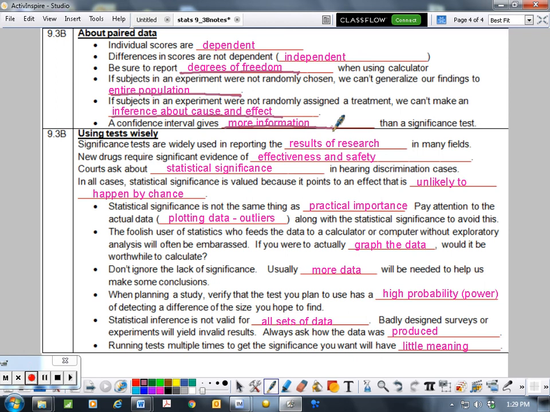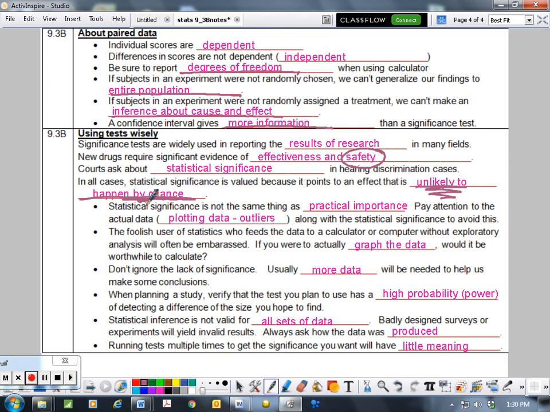Using tests wisely. Significance tests are widely used in reporting the results of research in many fields. New drugs require significant evidence of effectiveness and safety. Very important right there. Courts ask about statistical significance in hearing discrimination cases. In all cases, statistical significance is valued because it points to an effect that is unlikely to happen by chance. And that's the idea. Unlikely to happen by chance.